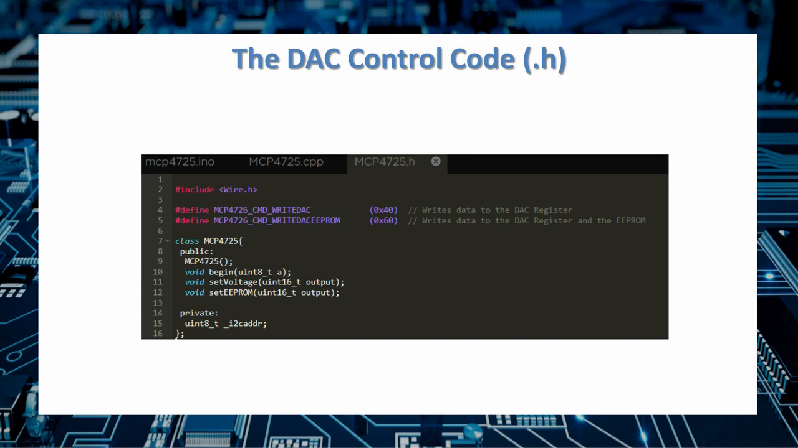Then we define a class for the MCP 4725 that includes public methods for a constructor, a begin method, which will start the wire library running, a set voltage method, which will set the DAC's register, and a set EEPROM method, which will set both the DAC register and the EEPROM. In addition, we create a single private member variable, which is the I2C address of the DAC. And if you remember from the bit field, that was 60 hex.